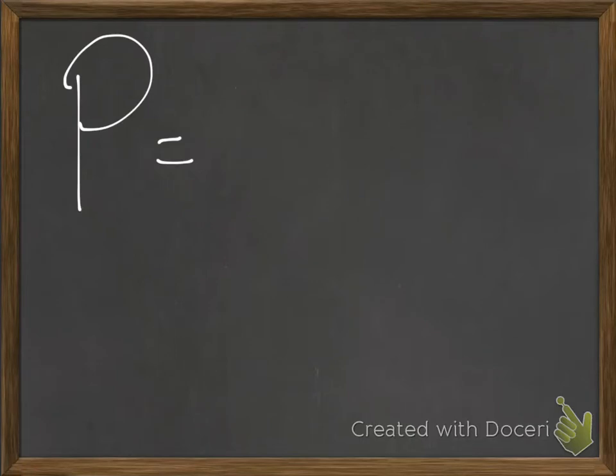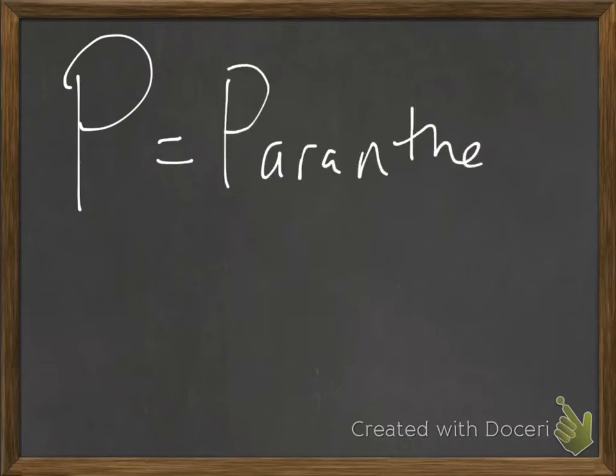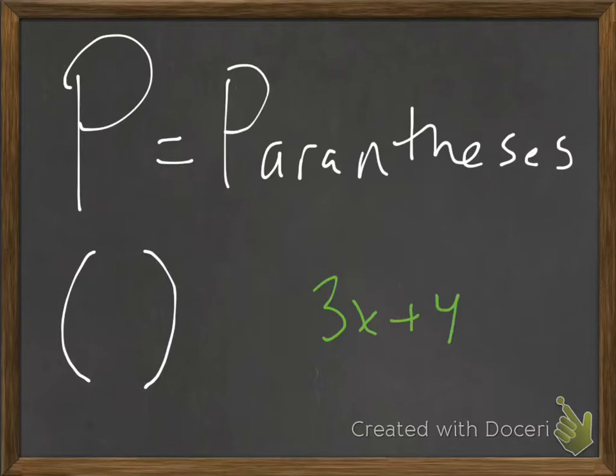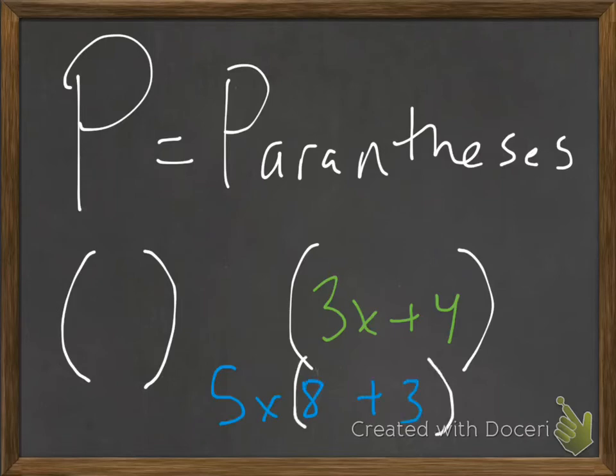Well, just in case you need a little refresher, the P in PEMDAS stands for parentheses. What do parentheses look like? Well, they're these. You may see things like 3x plus 4 in a parenthesis, or maybe 5 times 8 plus 3 in parentheses. Parentheses is what you'll do first.